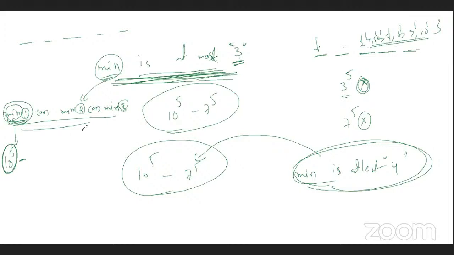In how many ways 1 should not appear in the 5 draws? So it means in each draw, we should get the outcomes from 2 to 10. Is it right? Yes, sir. How many possibilities are there? 9 possibilities. And what is the answer? 10 power 5 minus 9 power 5. And this is for minimum drawn is 1.